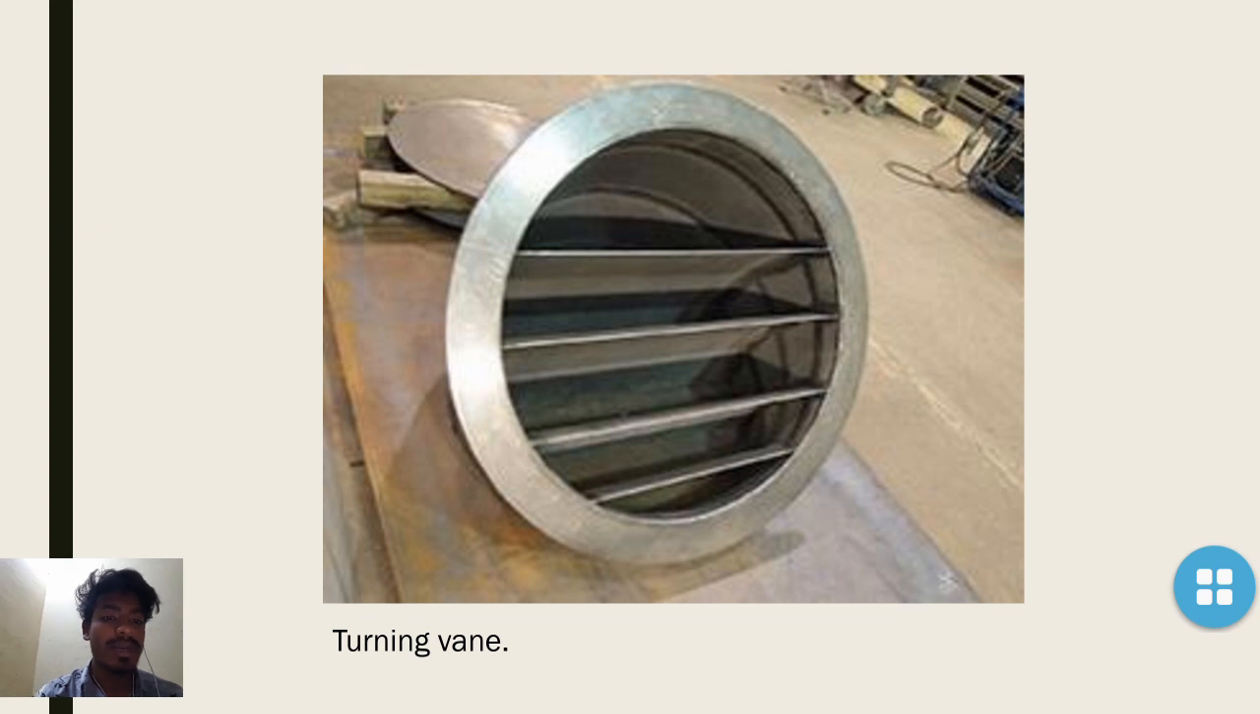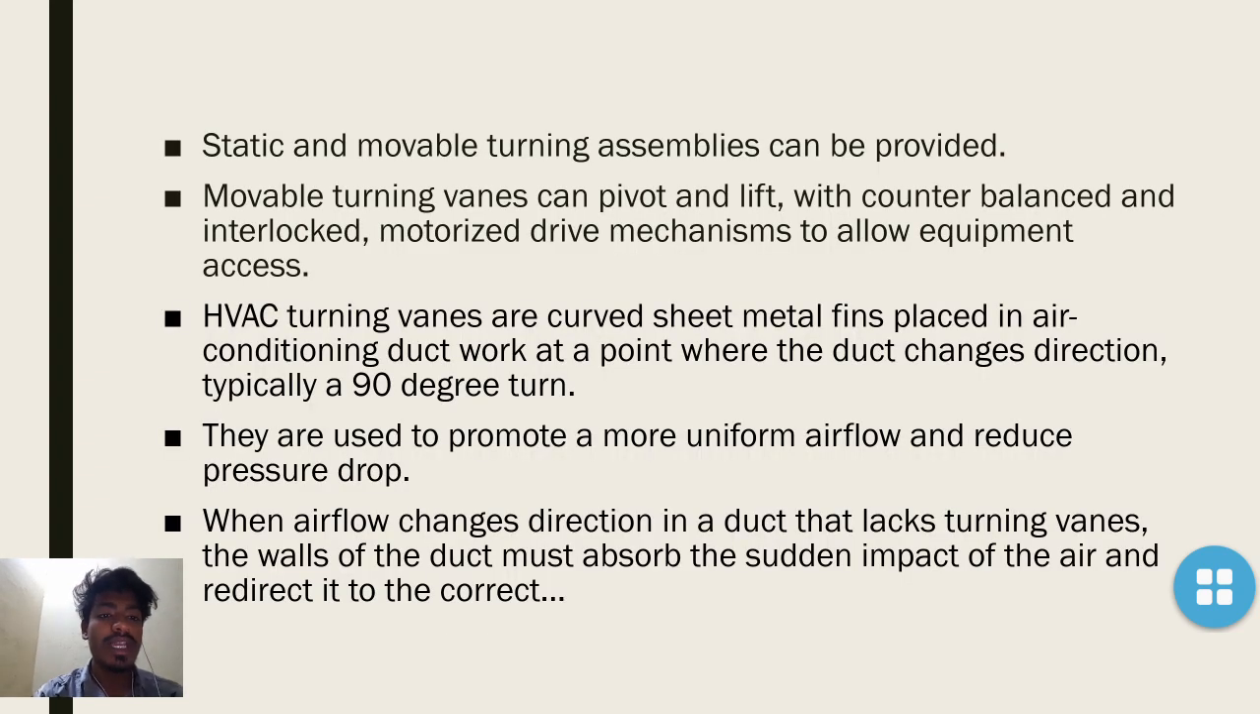Here you can see an example of turning vanes, how the air is redirected against the angles and shapes. Static and movable turning assemblies can be provided. Movable turning vanes can pivot and lift with a counterbalanced and interlocked motorized drive mechanism to allow equipment access.